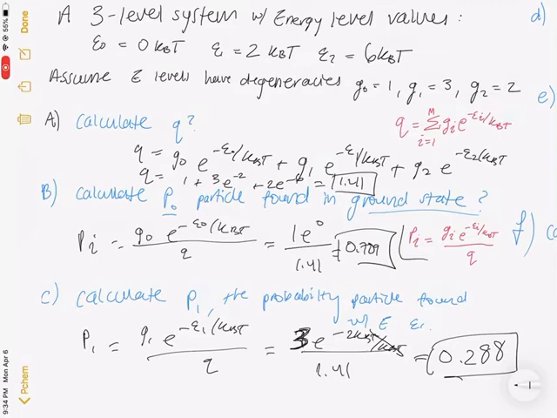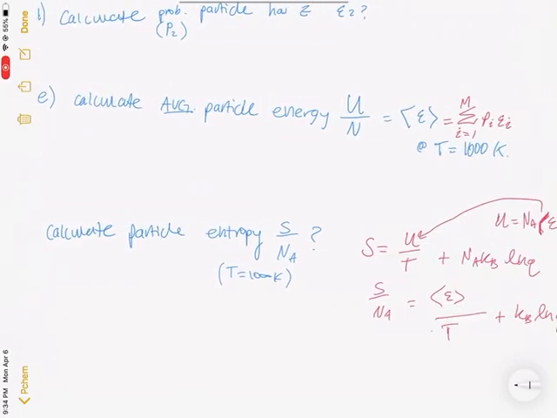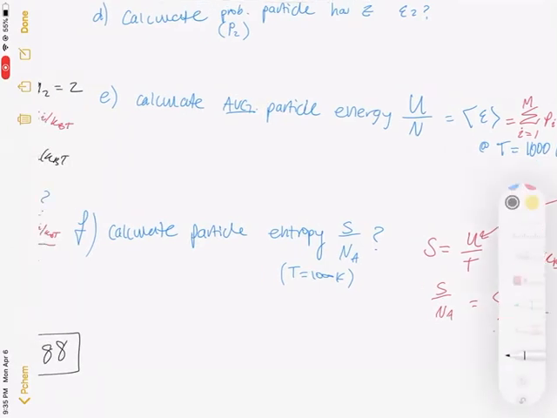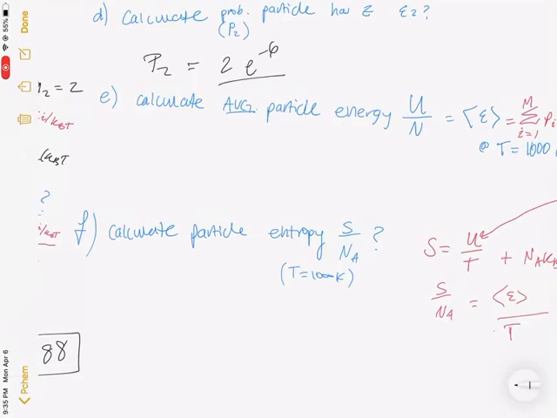For the next problem, it says to calculate the probability the particle has energy E2. So this time you find P2, the probability you find the particle with energy E2. To do that, you do the same thing. What we get is 2 e to the negative 6, because the kBT's cancel, all over the partition function. Then you should get 0.00352.